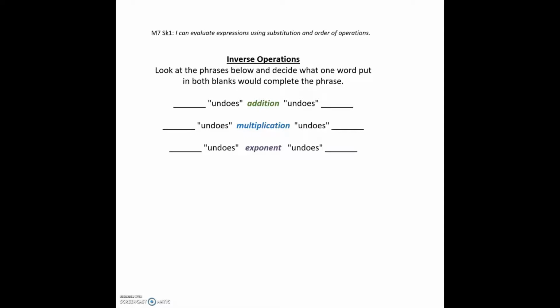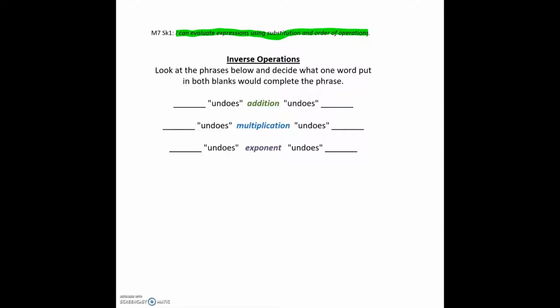Welcome back, Math 8. Today we are going to look at some inverse operations. We are going to work on evaluating expressions using substitution and order of operations. First, we're going to look here at our inverse operations.